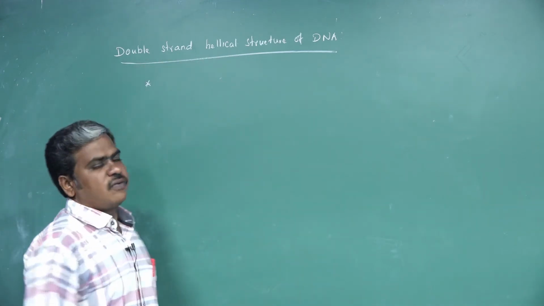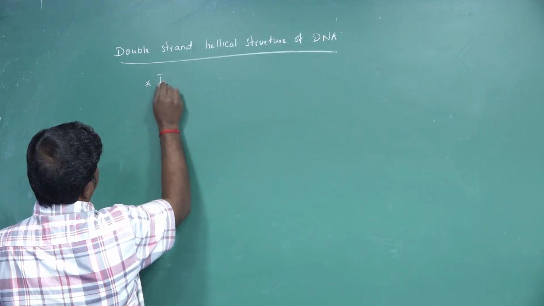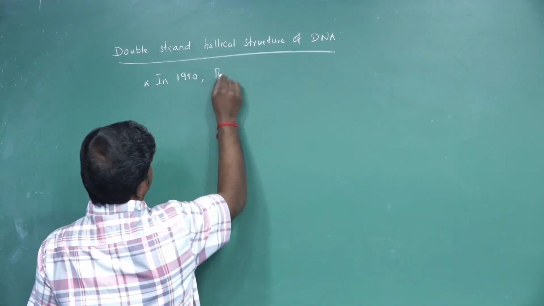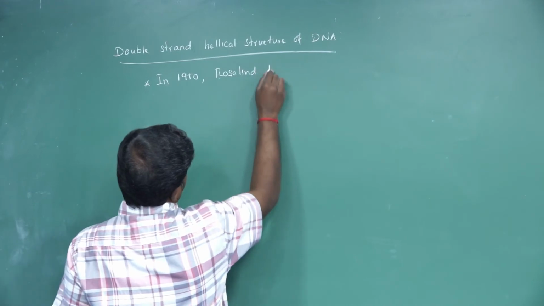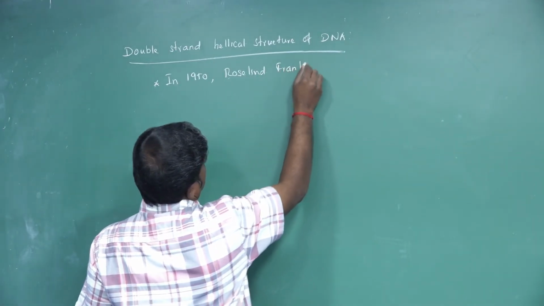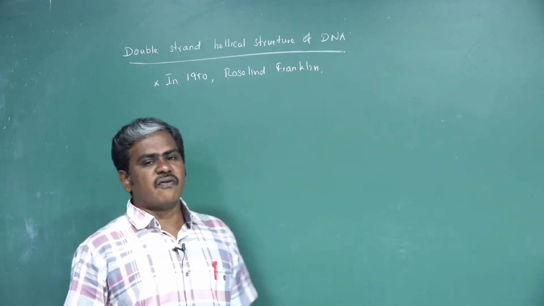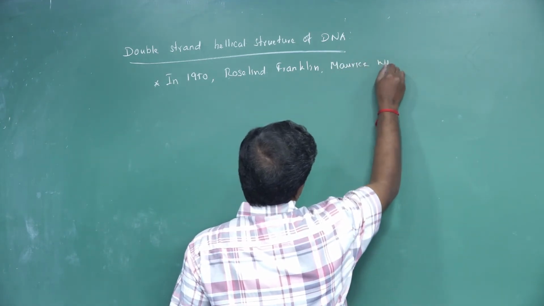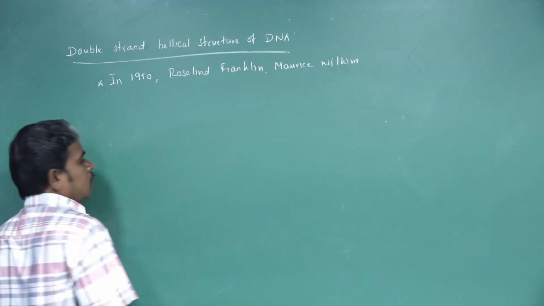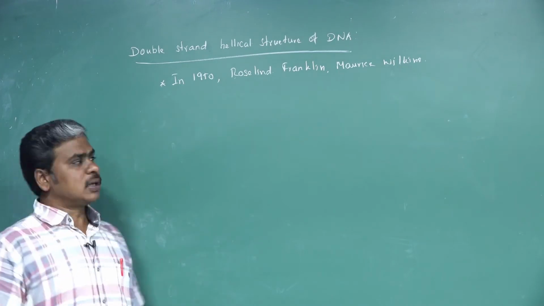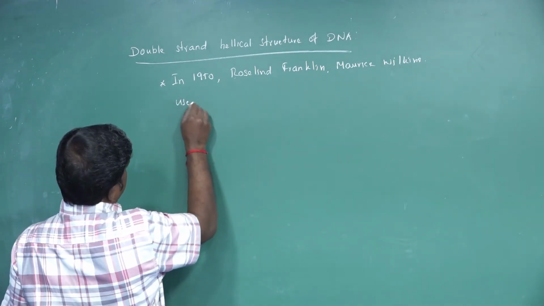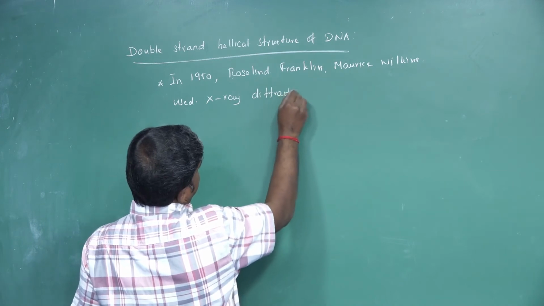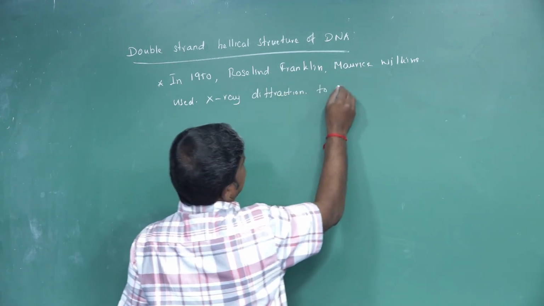Double strand helical structure of DNA. In the 1950s, Rosalind Franklin and another scientist, Maurice Wilkins, used X-ray diffraction to explain the DNA structure.